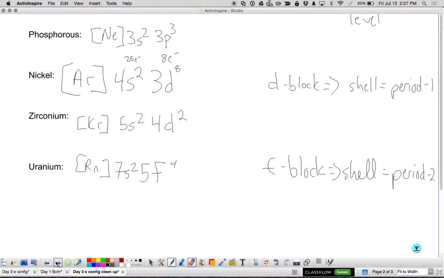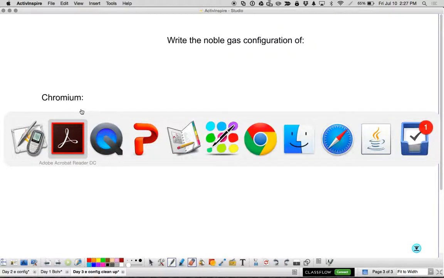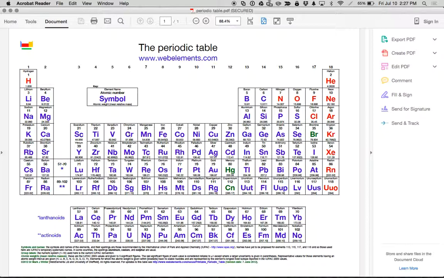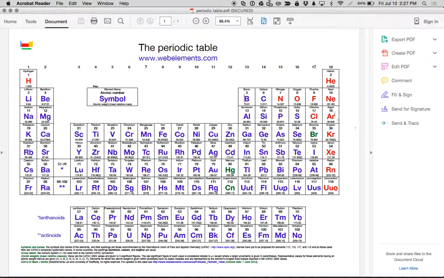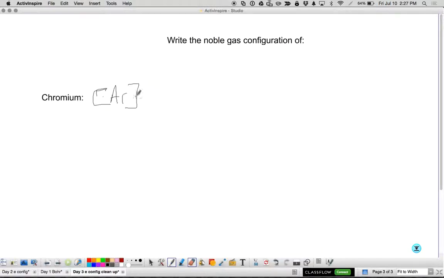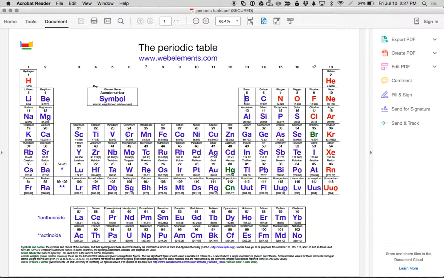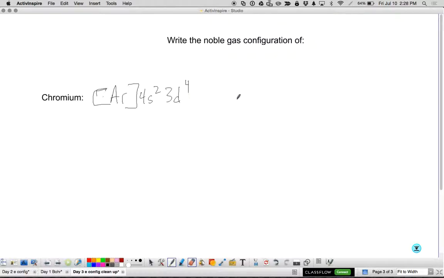Okay? Now, the last one that I want to talk about is chromium. So here's chromium. And what we would expect for chromium is that we'd be argon. Why don't you pause, see if you can do it, all right? So we start with argon, and then that's 1, 2, 3, 4s2, and then 3d, 1, 2, 3, 4. 3d4. Okay, now there's a problem with this, all right? If I do the orbital notation for just these two orbitals, so I've got my 4s, and it's got 2 electrons in it, and then I've got my 3d, which has 5 orbitals, and I've got 1, 2, 3, 4.